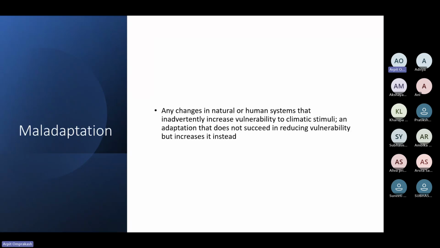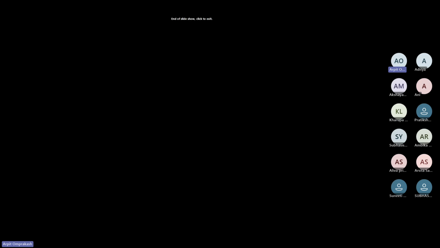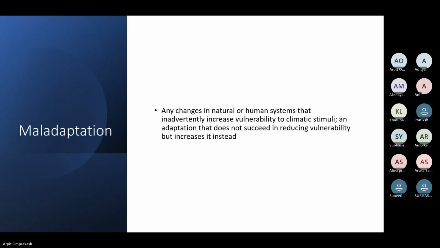Then there are certain things which are termed as maladaptation. So basically, any changes in natural or human system that inadvertently increase the vulnerability to climatic stimuli, or an adaptation that does not succeed in reducing vulnerability but increases it instead, is termed as a maladaptation. Right. So these are all the things that we talked about.